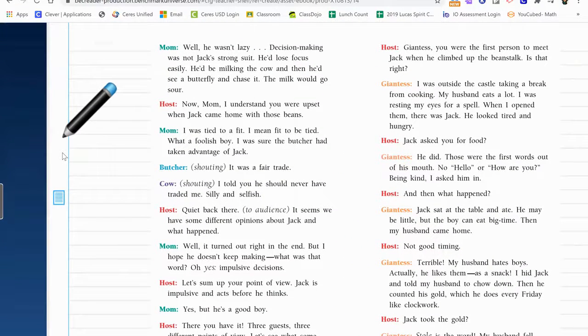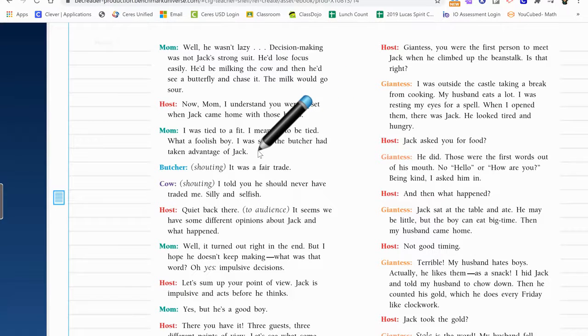Mom. Well, he wasn't lazy. Decision making was not Jack's strong suit. He'd lose focus easily. He'd be milking the cow and then he'd see a butterfly and chase it. The milk would go sour. Now, Mom, I understand you were upset when Jack came home with those beans. I was tied to a fit. I mean, fit to be tied. What a foolish boy. I was sure the butcher had taken advantage of Jack.